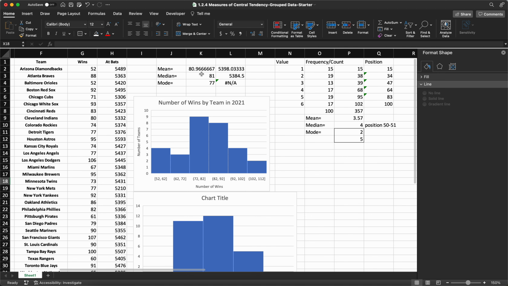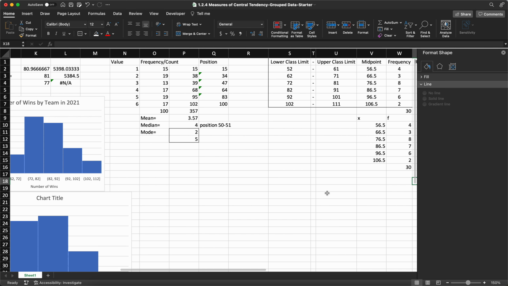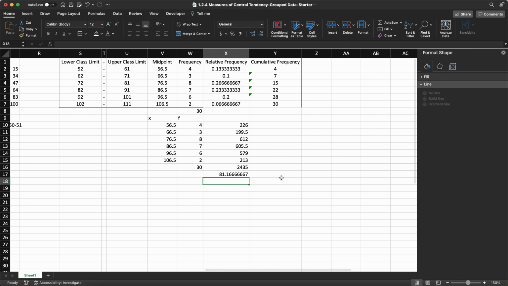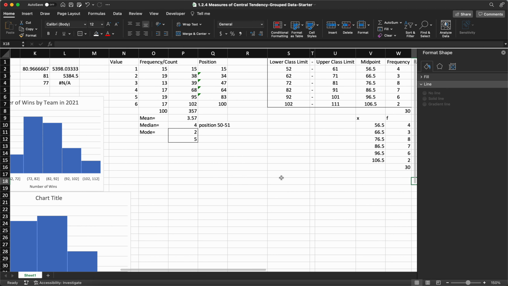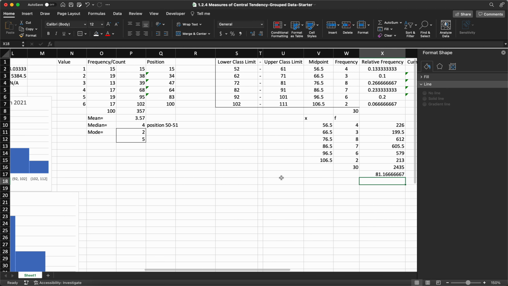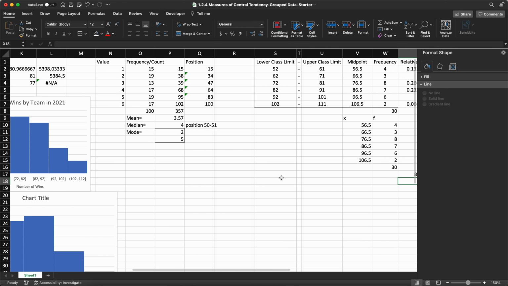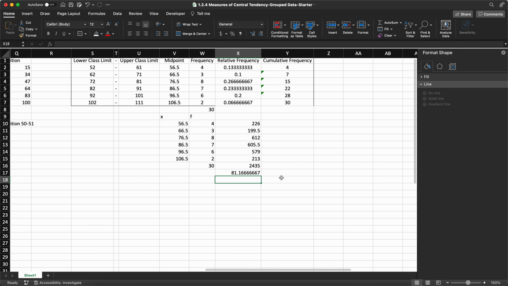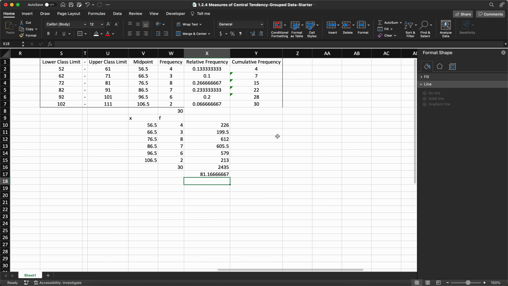Which is basically one win higher than the actual. It's actually less than 1 win. It's only 0.2 of a win higher. So without actually having the original data, just assuming that every value in each class was the midpoint of that class, we still came pretty close to the average of our data set, which isn't bad. So this is our mean for our grouped data.